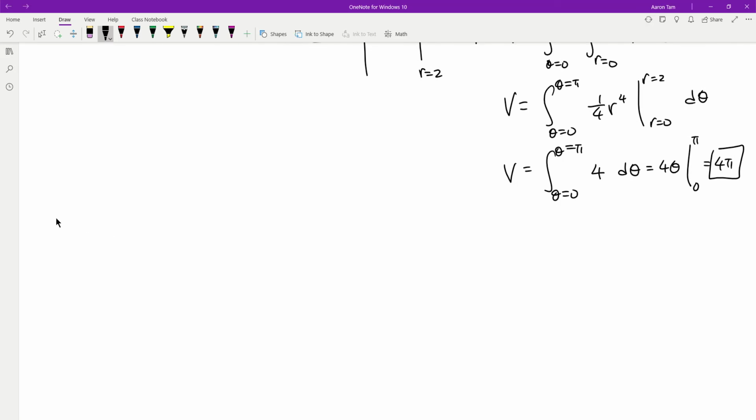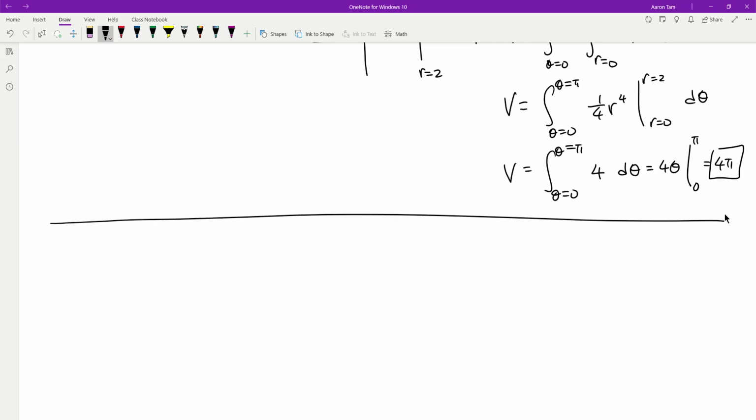So the next thing we're going to talk about is what if we want to use a circular coordinate system, but it's in R3? Well, if it's circular in R3, we actually have two choices. We could do the spherical coordinate system, or we can do cylindrical. So we're going to talk about the spherical coordinate system first.